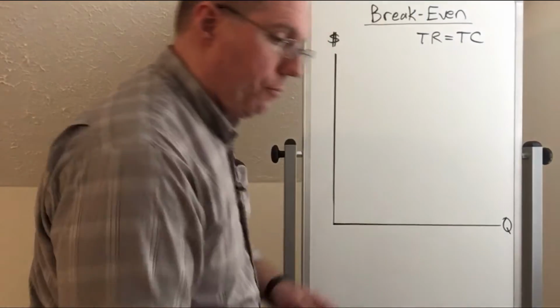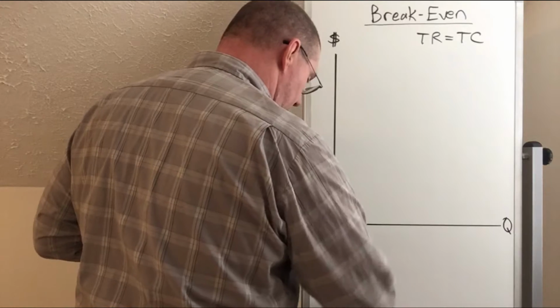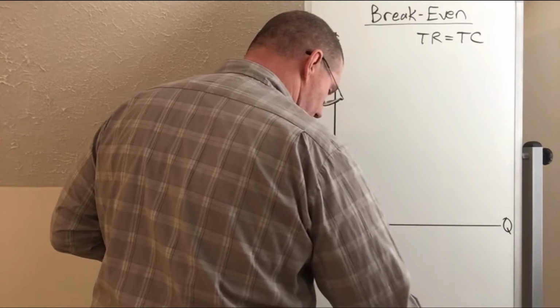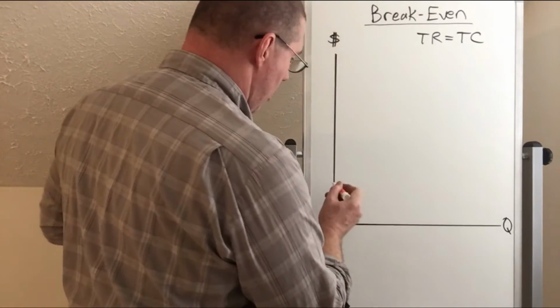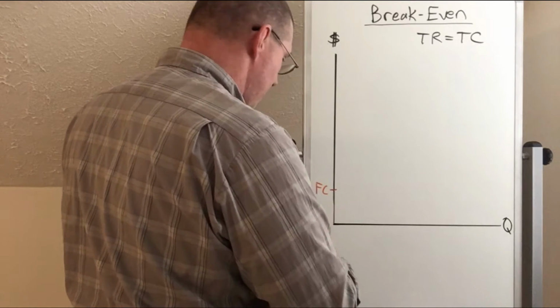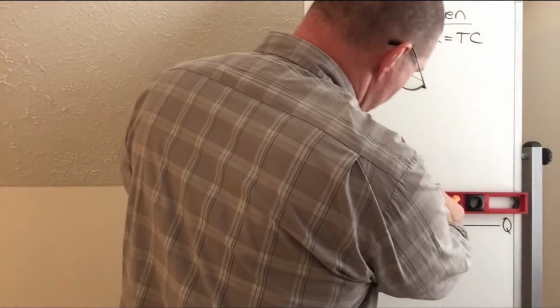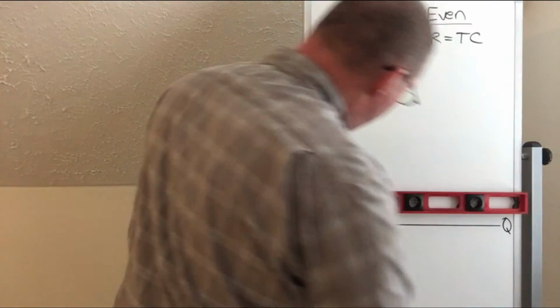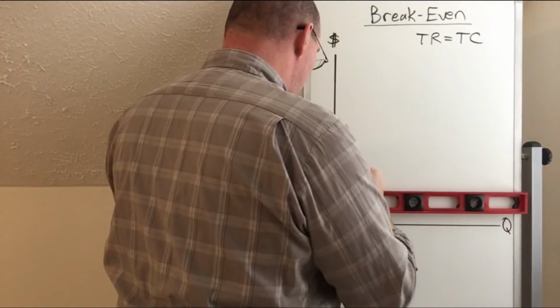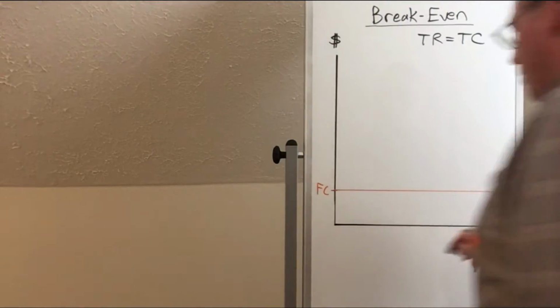And so what we're going to do here is pick any arbitrary number. Let's use orange for fixed cost. So right here, we're going to call that fixed cost. I'm going to make sure that it's level, it's straight, so that it's constant. And right here I'm going to draw a horizontal line, and that horizontal line is going to represent our fixed cost. I'll come over here and put FC for fixed costs.